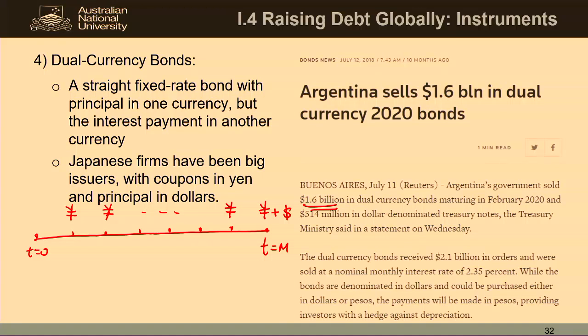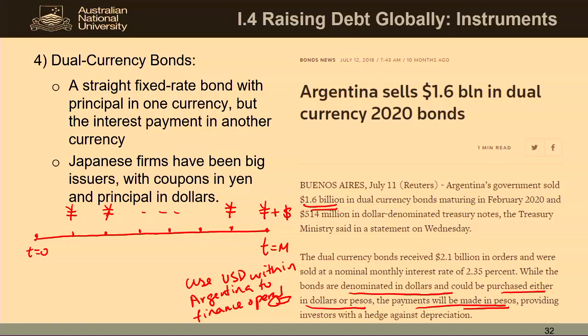And the bonds are denominated in dollars and could be purchased either in dollars or pesos, but the repayments are going to be made in pesos, providing investors with a hedge against depreciation and also allowing the government, if it's trying to expand into other markets or use US dollars even within Argentina, to finance operations.